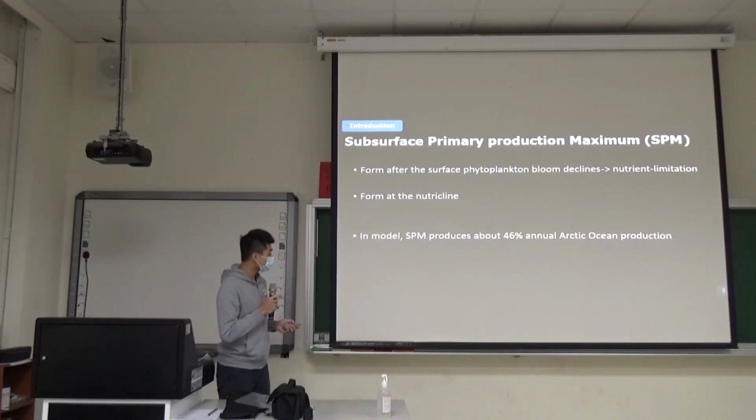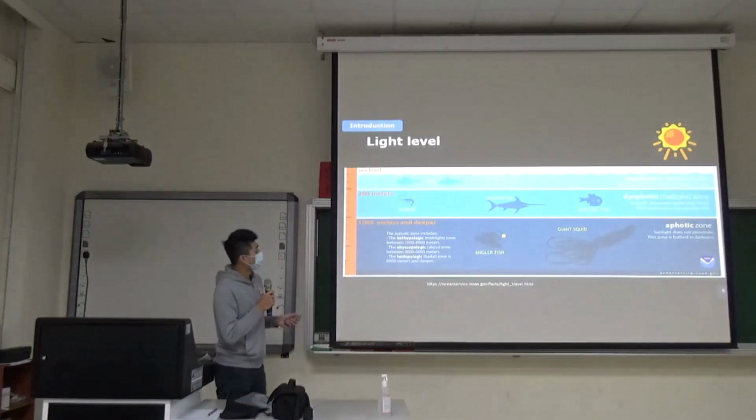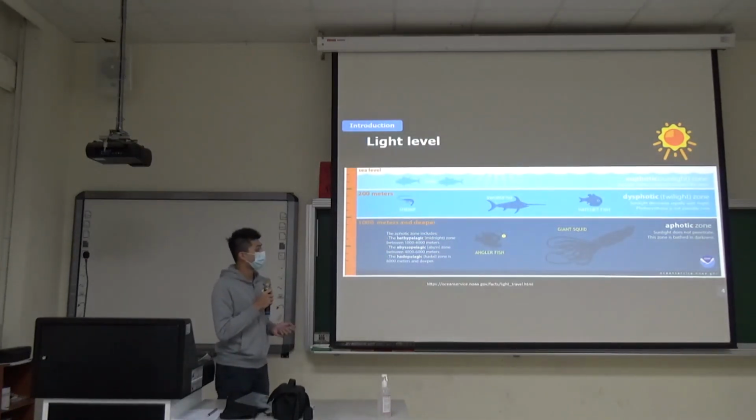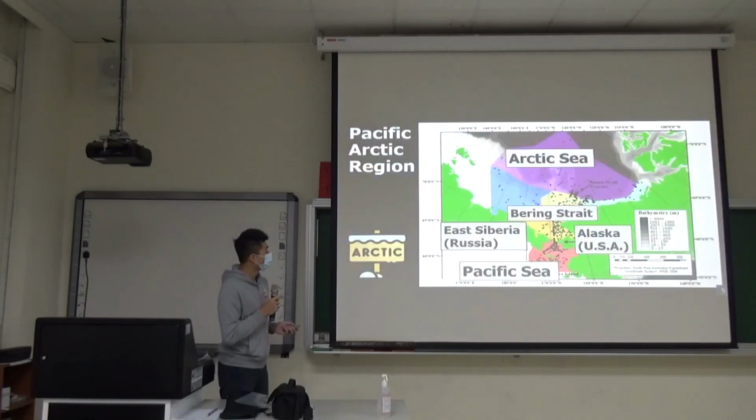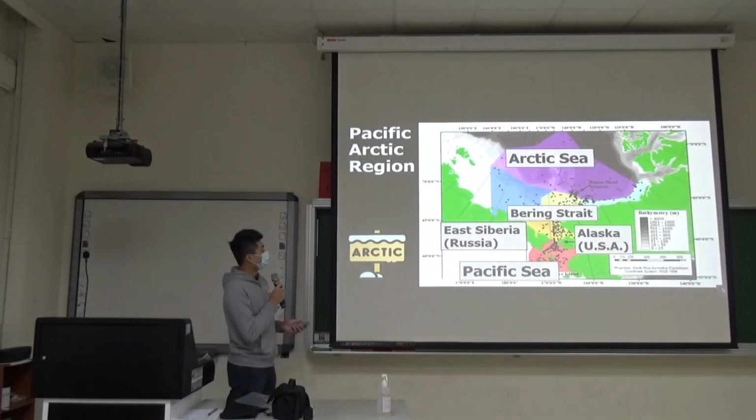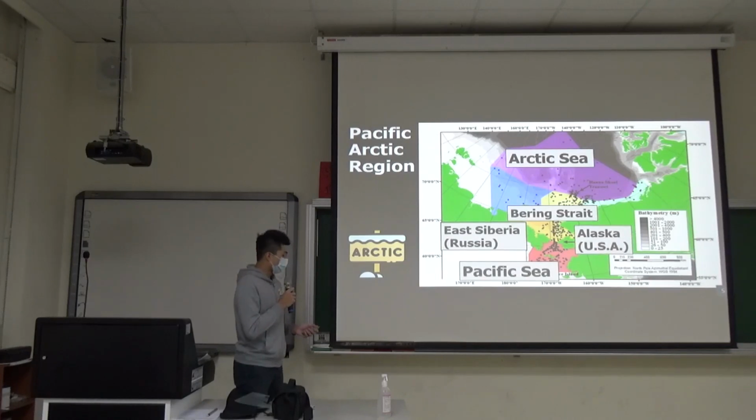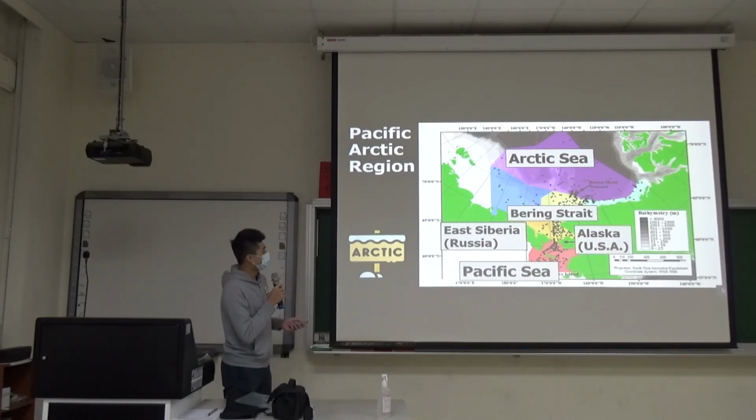And the light level: we know that light is electromagnetic radiation, so the water will absorb it. If light can still penetrate, we call it a photic zone. If not, an aphotic zone. So this is the background knowledge.